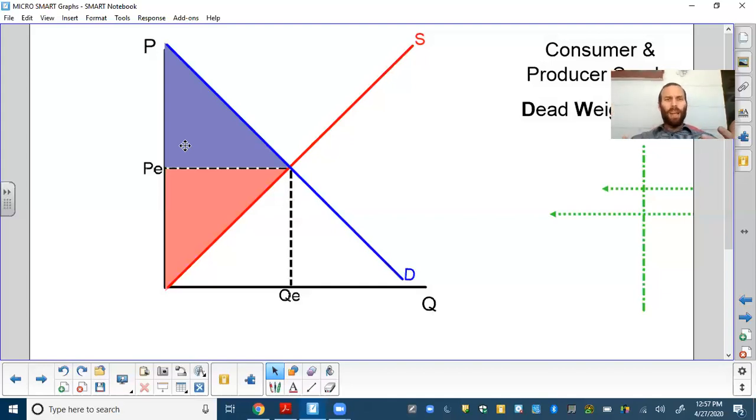And that's usually how you buy things. A lot of things you buy, you might be willing to pay a higher price for, but you don't have to. So you get more benefit than what you actually paid.